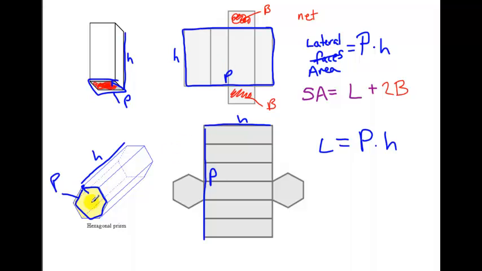And then if you want the total surface area, you're going to need to add these two bases in. Well, they show up here and here. So the total surface area is just the walls, which we already figured out, plus the two bases.